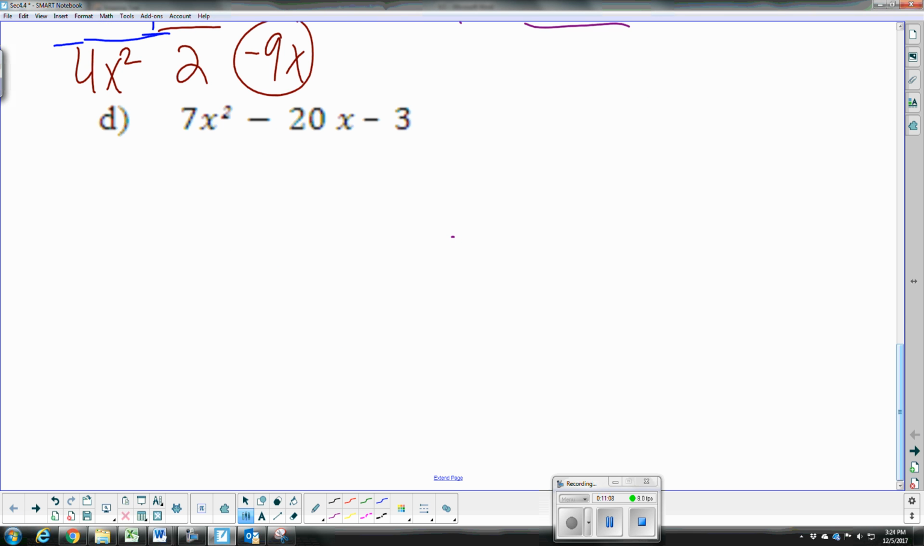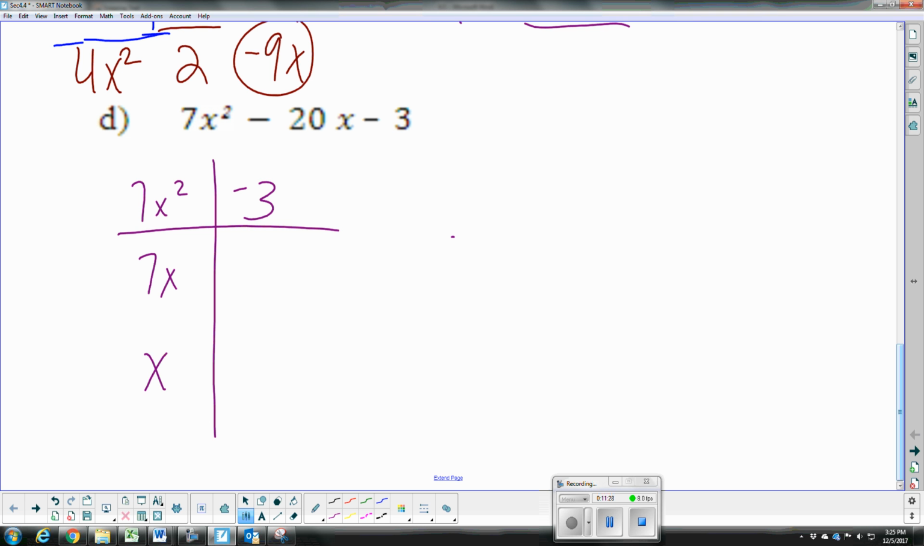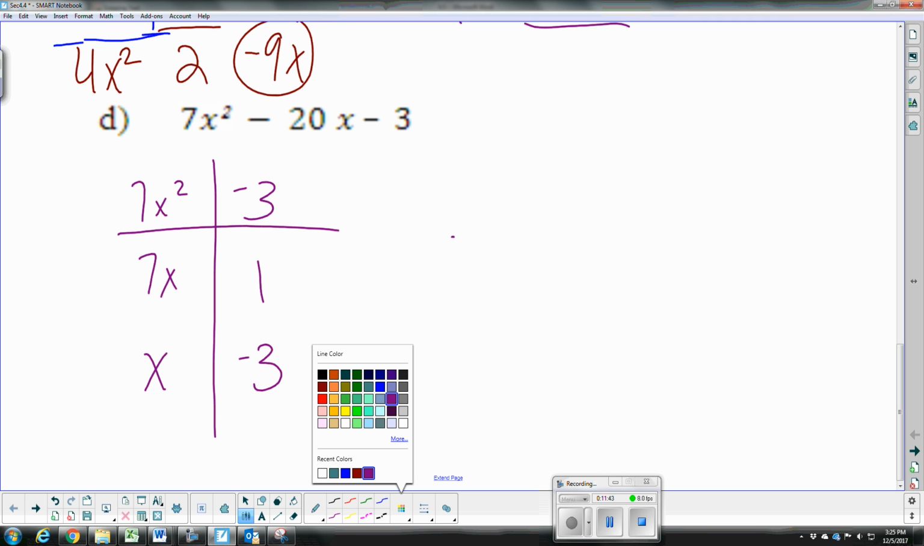All right, and then we'll try one more. This one is nice because 7 and -3, they're both prime numbers, so there's not a whole lot of options. But we still want to set it up the same way. So 7x squared, we got 7x and x. And I want that to add up to -20, so I'm probably going to multiply my 7 and my 3 together. So I'm going to do -3 and 1. All right, now let's check to see how these all work out.